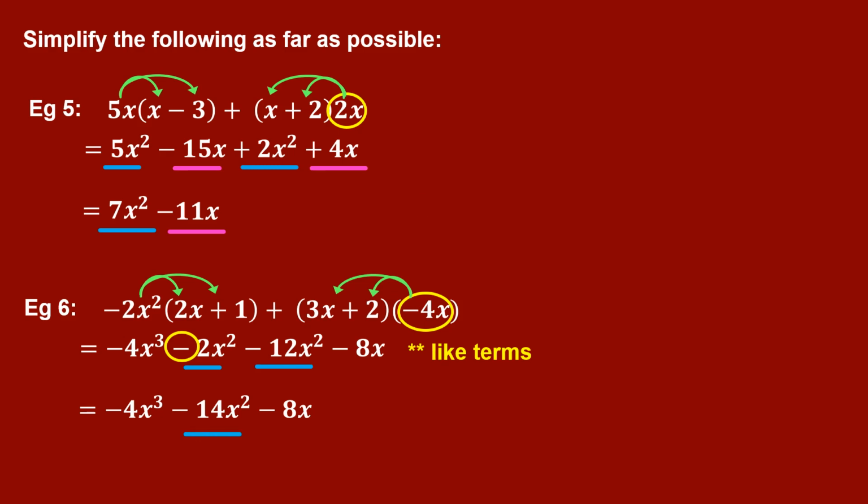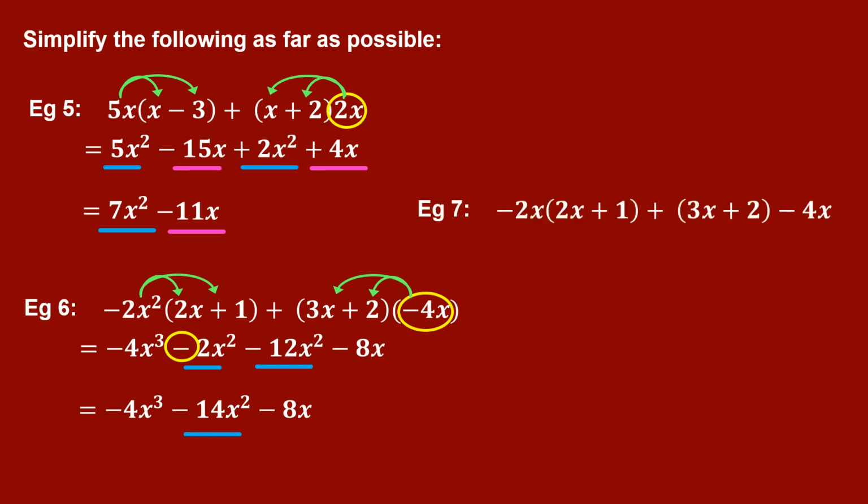Let's look at one more example. Now in this example, it looks almost exactly the same as example 6, but there's a small difference. I'll get to that now. So we're going to multiply minus 2x into the bracket, into 2x and into 1. But now we've got this minus 4x at the back, and you have to be careful. The big difference between example 6 and example 7 is in example 6, minus 4x is in a bracket, so I multiplied it in, but in example 7, minus 4x is not in a bracket. Stop, there are no brackets, so you don't multiply it in. Please look at the difference between the two.